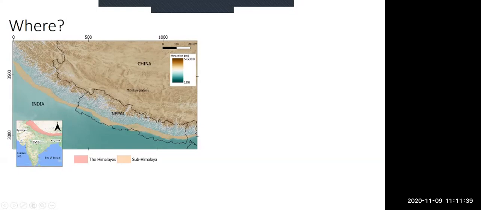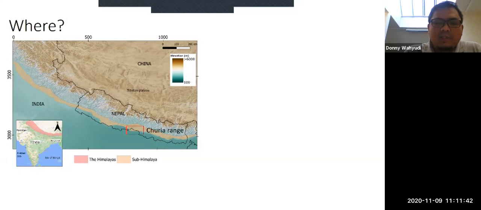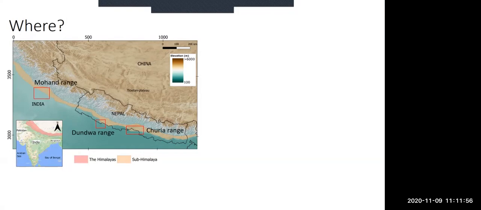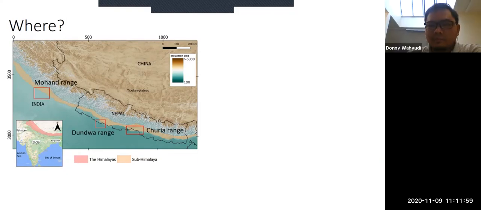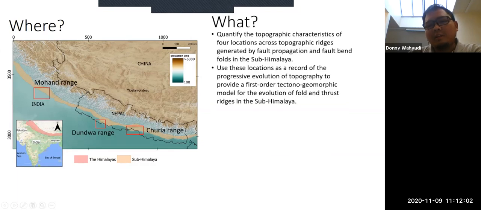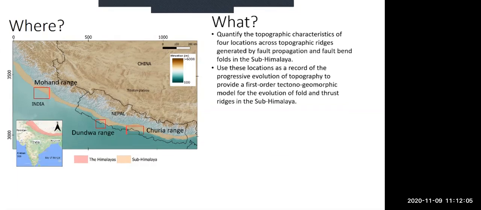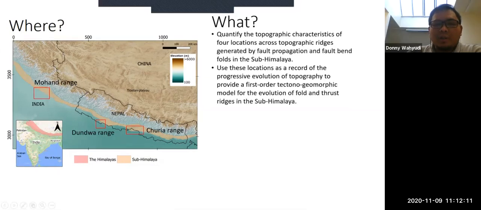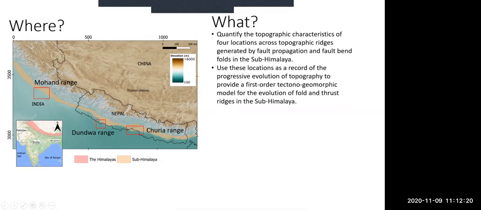To be exact, one of them is the Churia Range, which is located southwest of Kathmandu. And we have the Dandua Range further to the west of Nepal, and the Mohan Range in Dehradun, India. So what we are actually trying to do is quantify the topographic characteristics of four locations. The Churia Range will be divided into two parts across these topographic ranges generated by fault propagation and fault bend fold in the sub-Himalaya.